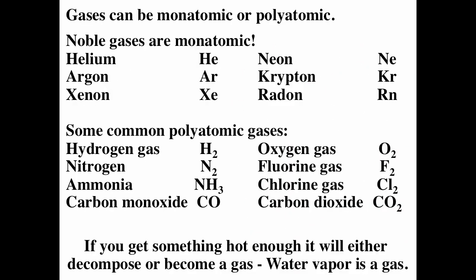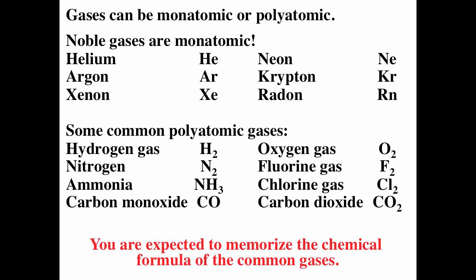Gases can be monatomic or can be polyatomic. And so the noble gases are single atoms floating around. You can also have polyatomic gases: hydrogen gas H2, nitrogen gas N2, ammonia, carbon monoxide, oxygen gas, fluorine gas, chlorine gas, and carbon dioxide. And you should know these common gases. And so if you see a question about oxygen gas, you have to know that it is O2.